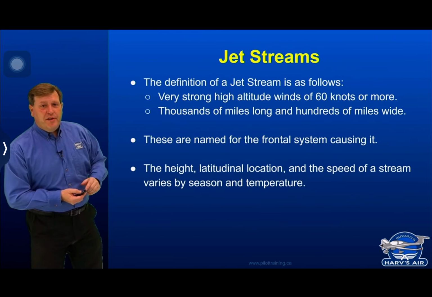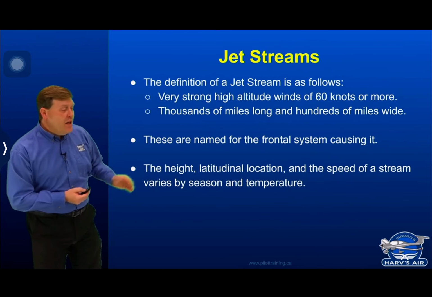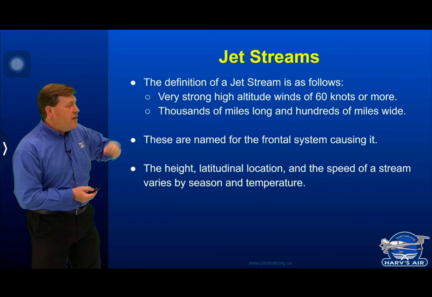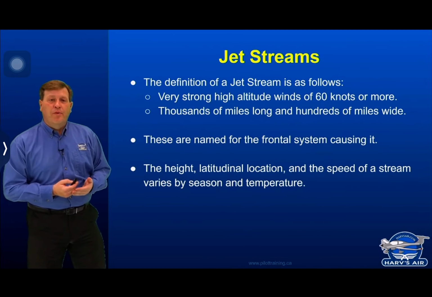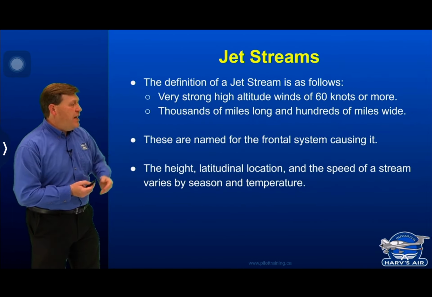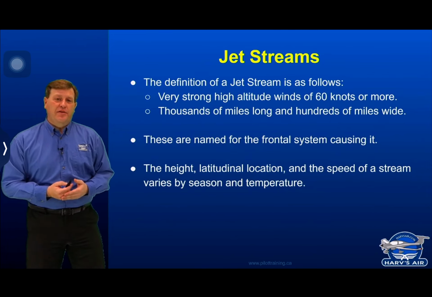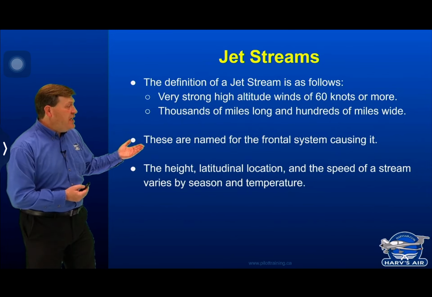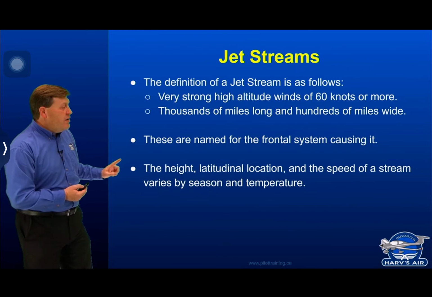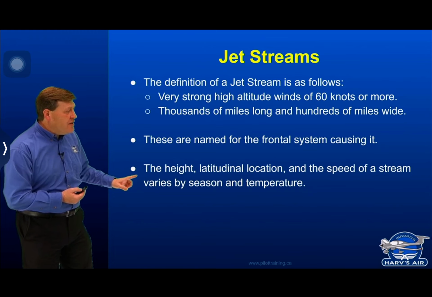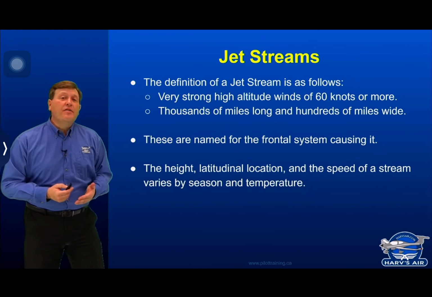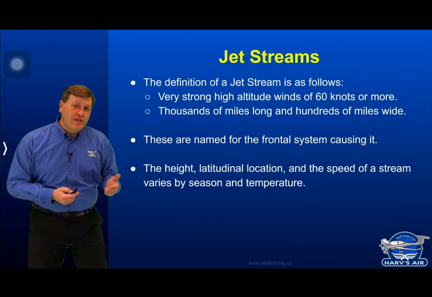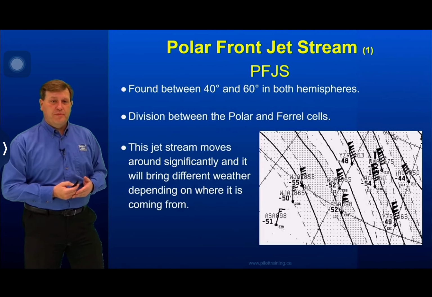First off, the definition of a jet stream. These are very strong high-altitude winds of 60 knots or more. They can be thousands of miles long and hundreds of miles wide. As we've just seen, they are named for the frontal system causing them. The height, latitudinal location, and the speed of a stream varies depending on the season and the temperature.